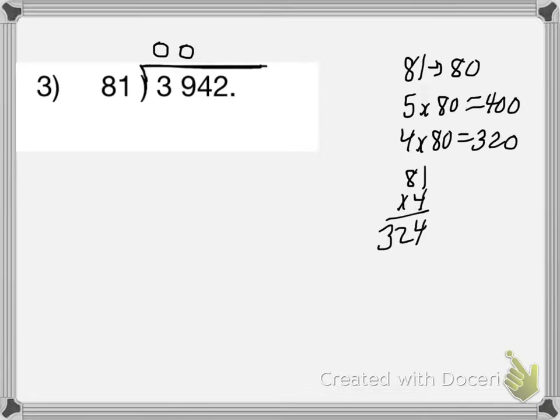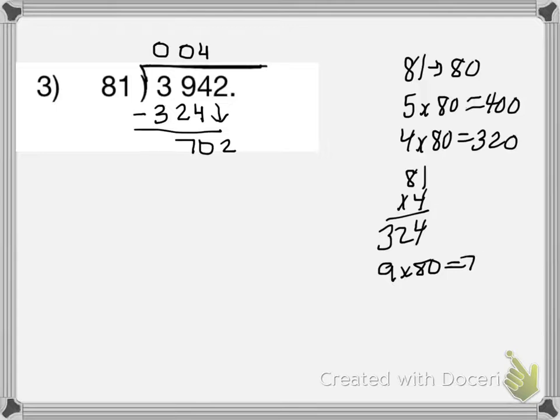And that's 324. So I'm going to put a 4 just above the 4, and we're going to subtract 324 from 394. We have a difference of 70. So we're going to bring the 2 down. Again, in my head here, I'm rounding 81 to 80 just to make things easier, and I know that 9 groups of 80 is 720. That's too big. It's over the 702. So I know 8 groups of 80 would be 640. That's just under. So let's try 8 groups of 81.